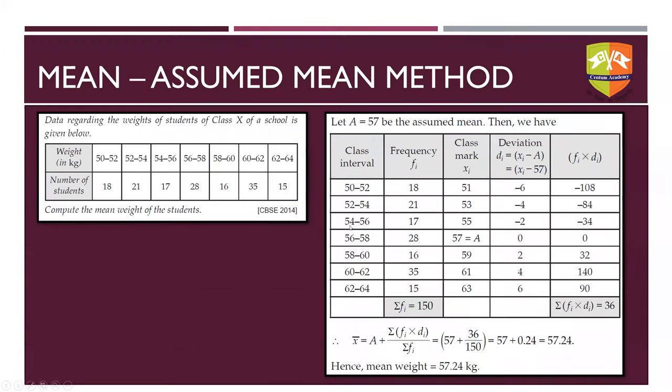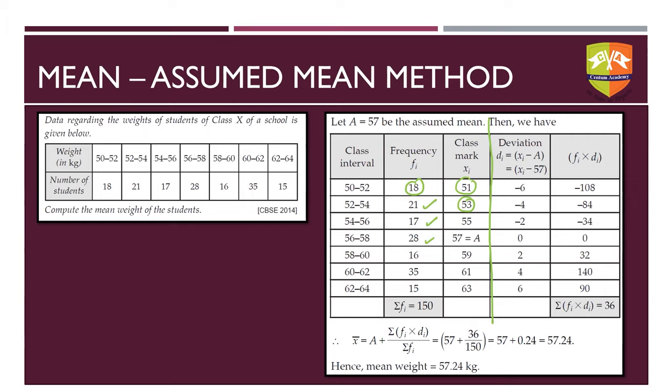So we were doing this. Let's see how the assumed mean method is done. The class intervals are given and the frequencies are given, 18, 21. First, in any variable class interval, find out the class marks, let's say 51, 53. Upper limit plus lower limit divided by 2. Everything remains the same till this point. Then any of the X you take as the assumed mean.